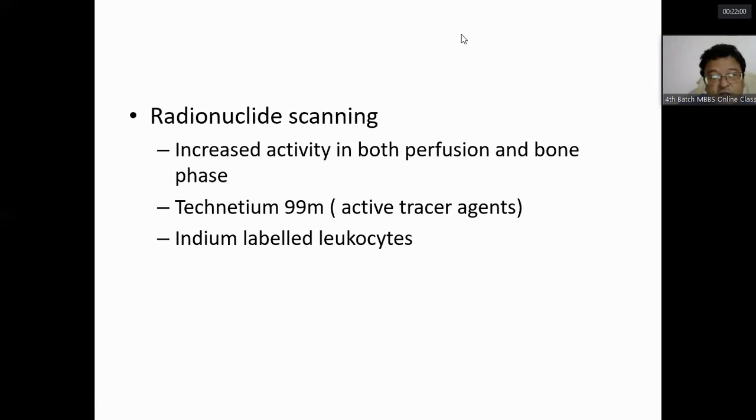The other investigation is the bone scan. The bone scan is done using active tracer agents, technetium-99 or indium-labeled leukocytes. You inject these tracer agents intravenously, and you take photographs, like X-rays, and there you can see the uptake. Where the bone is very metabolically active, there'll be an uptake of these agents. And this is the bone scan. When you do this bone scan, there are 3 phases, and increased activity is seen in both the perfusion and bone phase.